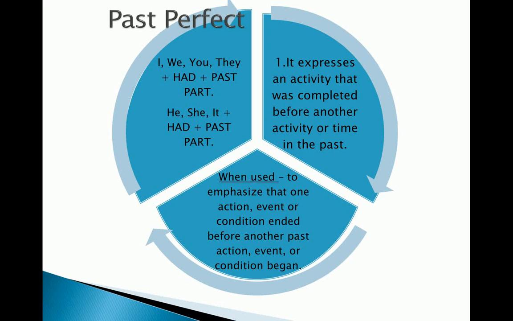Past perfect. The form: you have a subject plus had plus the past participle. It's used to emphasize that one action, event, or condition ended before another past action, event, or condition began. It expresses an activity that was completed before another activity or time in the past.